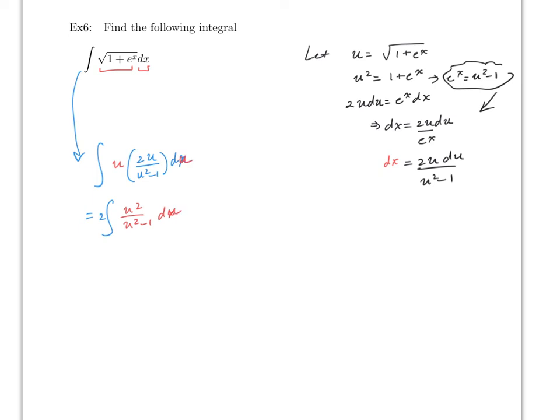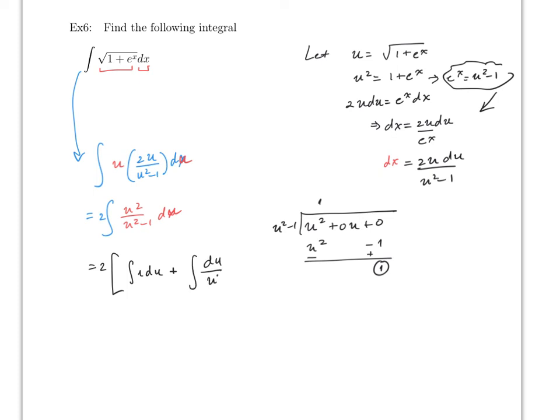And now you can use partial fractions. Before we do that, notice that they have the same degree. So you have to do long division. So you do u squared plus 0u plus 0 divided by u squared minus 1. Well, notice that you need a 1 here. This will give you u squared minus 1. If you change the sign, this will give you 1. So therefore, this will be twice the integral of 1 du plus the integral of du over u squared minus 1.